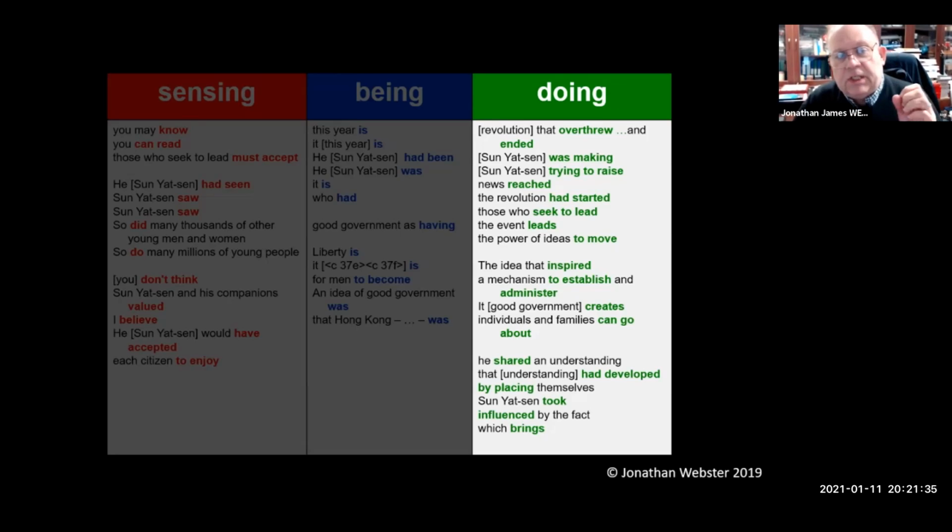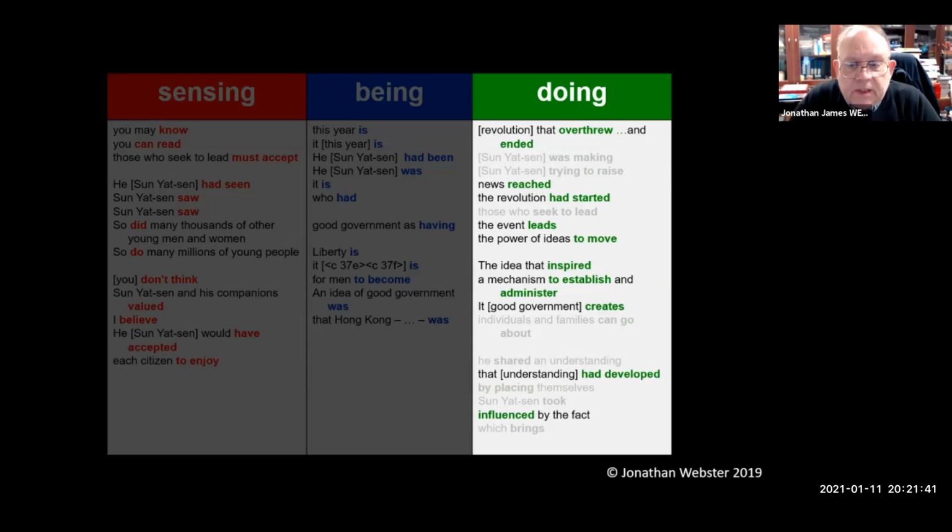who is the initiator of the action? I noticed that quite a few of these, the initiator of the action is not a person. It's not people. The revolution overthrew. The revolution started. The event leads. The power of ideas to move. The idea that inspired. A mechanism to establish. Good government creates. Now you begin to see that quite a few of these are not people. They're institutions. They're ideas. They're abstractions. They're not people.